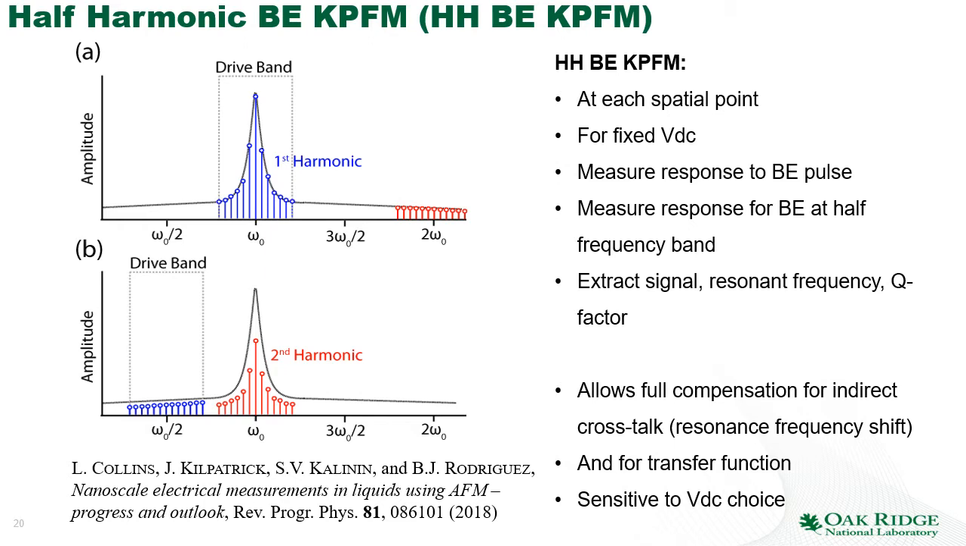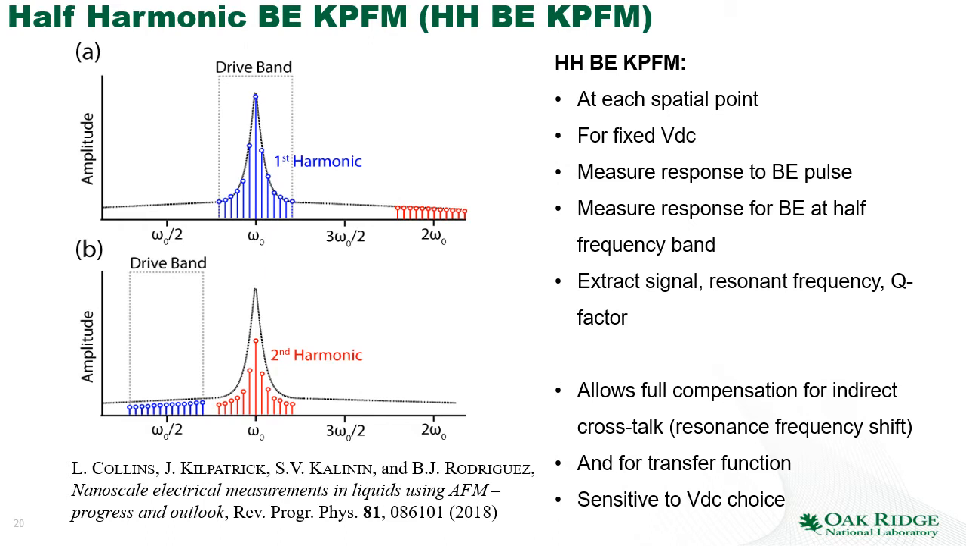Okay, a second example of the band excitation based KPFM measurements is the half harmonic band excitation. And here the idea is the following. So again, at each spatial point for fixed tip DC bias, so we no longer sweep it as was the case for the open loop KPFM, we have it fixed. We measure the response to the band excitation pulse, which is centered at the resonant frequency of the sample.